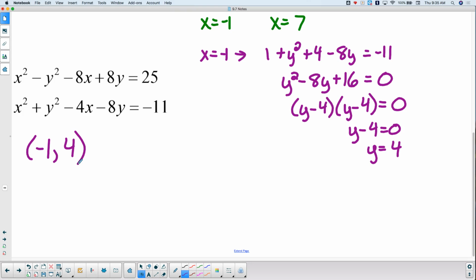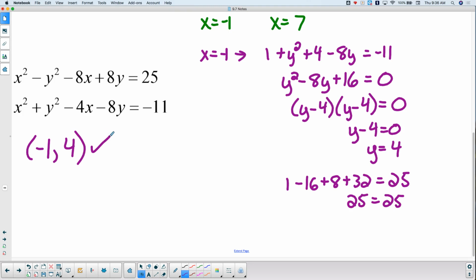Negative 1 quantity squared is 1. 4 squared is 16, so that's 1 minus 16. Negative 1 times negative 8 is positive 8. 4 times 8 is 32. That's got to equal 25. 1 minus 16 is negative 15. Negative 15 plus 8 is negative 7. Negative 7 plus 32 is 25. 25 is equal to 25, so it works out.